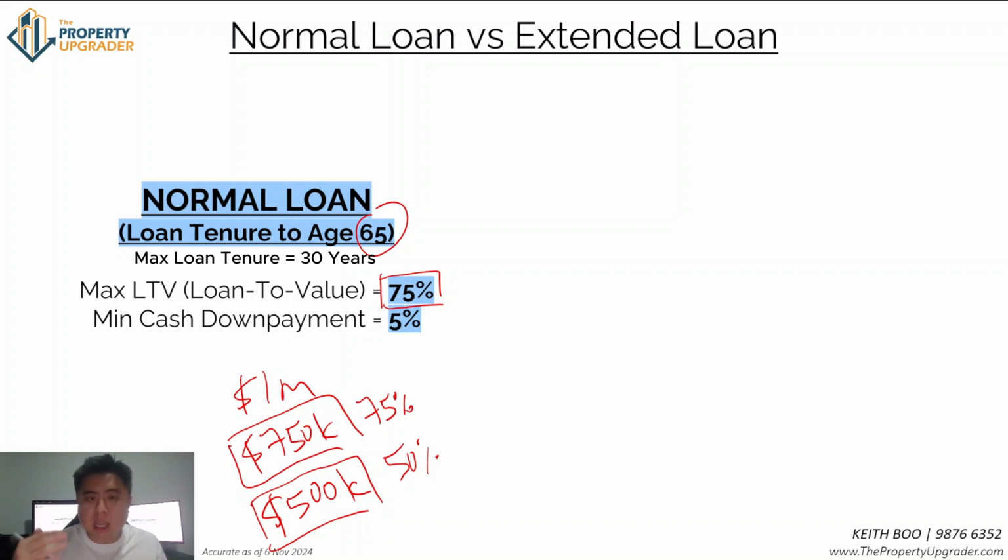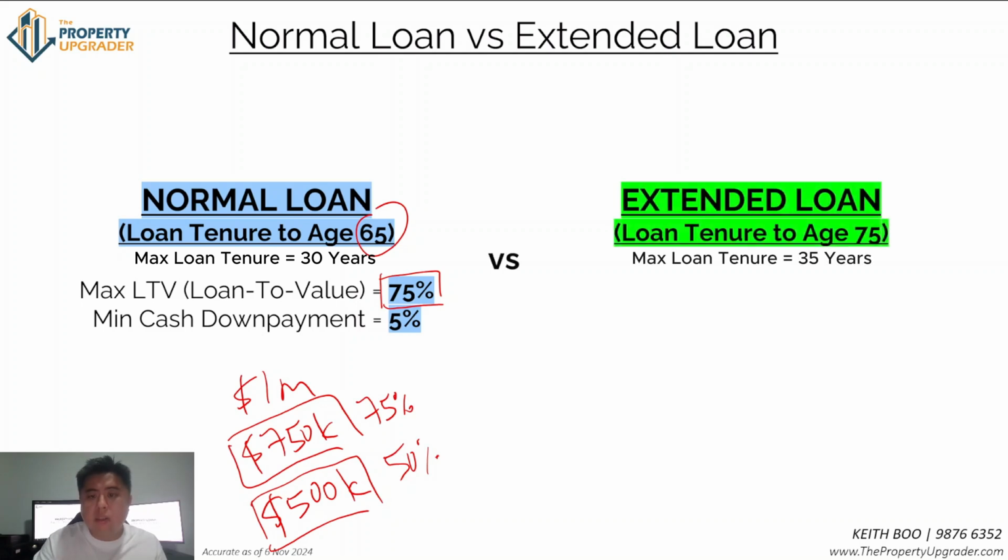Right, but there is another method which is what we call an extended loan. So what is the difference between a normal loan and an extended loan? Remember just now I said for a normal loan it is until the age of 65. But for an extended loan, the bank will be looking to give you an additional 10 years of loan, right?